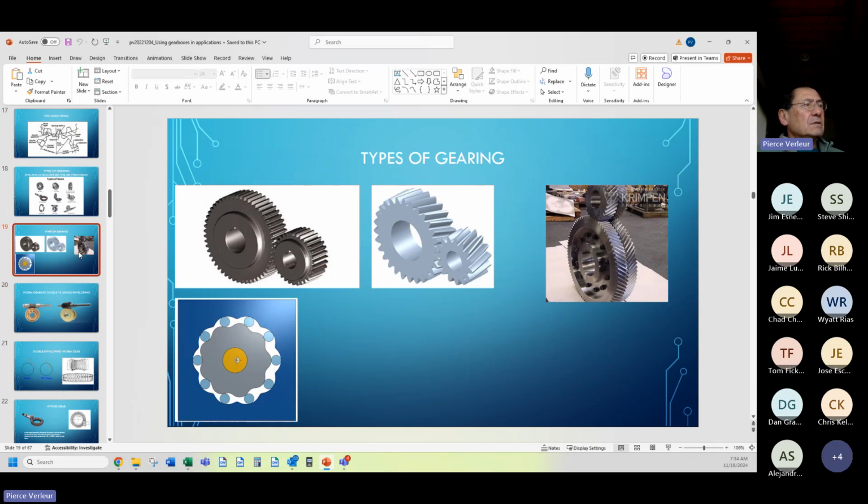More pictures. This is a straight, this is a helical. This is less noisy, and it's actually more contact surface. This type of gearing is more expensive and superior in performance to this type of gearing. This is nothing more than a double helical, and we'll talk about this in a second. This is epicycloidal, a very unique type of gearing.